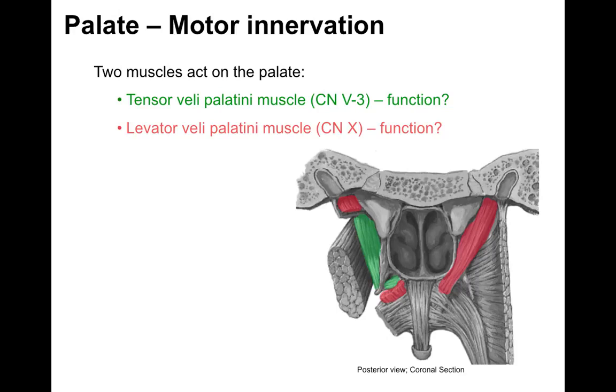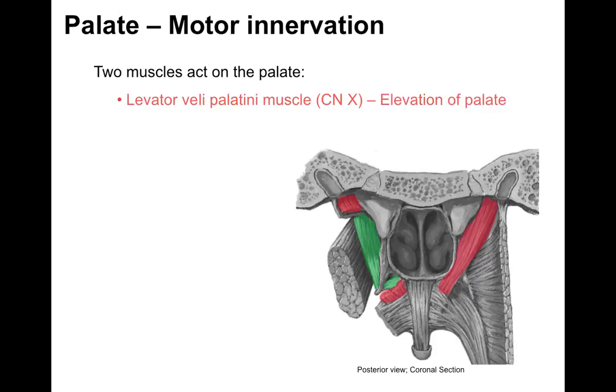The real clinically relevant one is the levator veli palatini, innervated by cranial nerve 10, and that elevates the palate. So there we've got levator veli palatini, innervated by cranial nerve 10, and when the muscle contracts, it lifts the palate up.